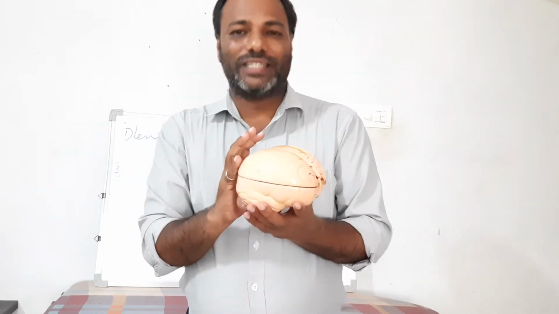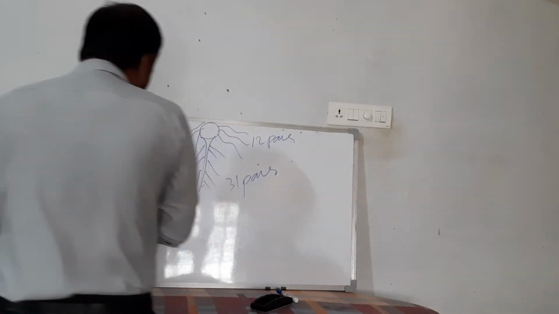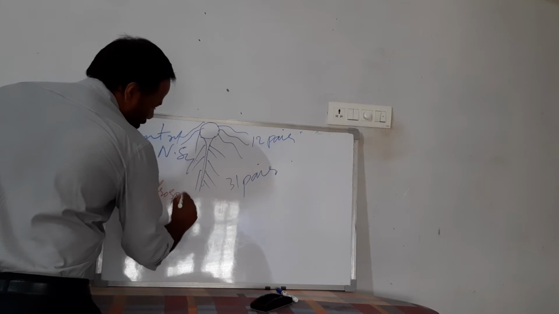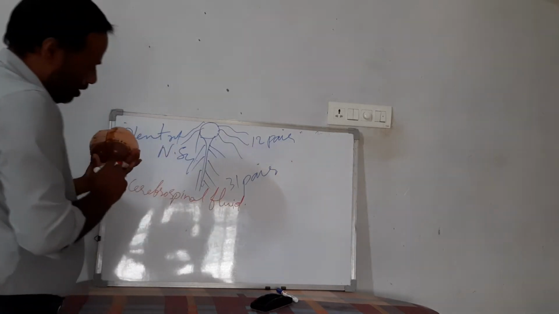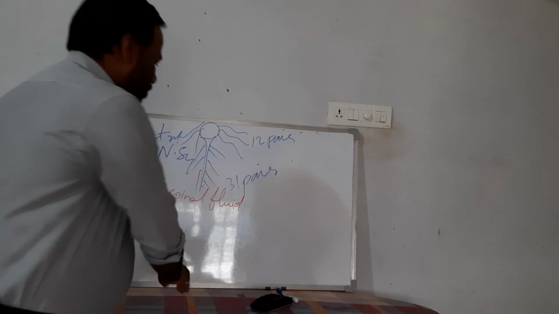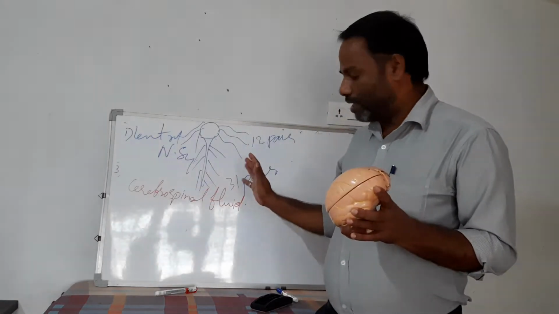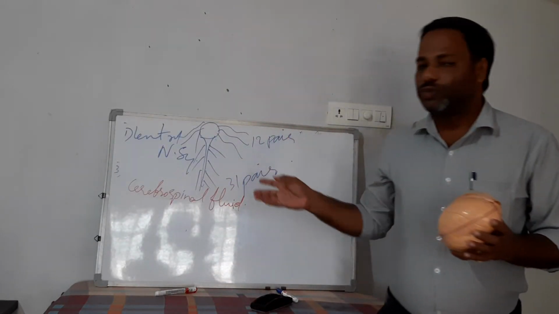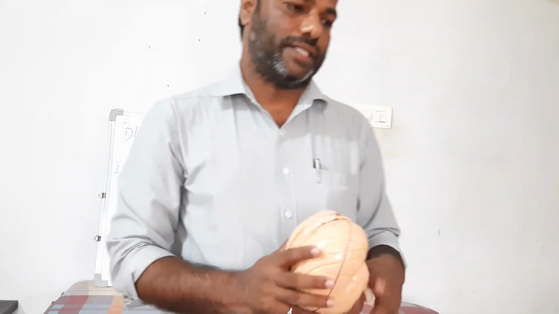In between the layers it is filled with cerebrospinal fluid. This acts like a shock absorber, and the meninges and cerebrospinal fluid give protection to the brain. It also gives nutrition and oxygen supply to the brain. This is the function of the meninges.